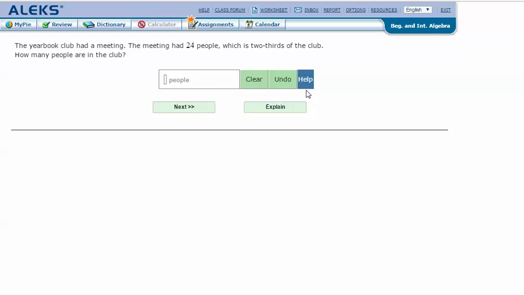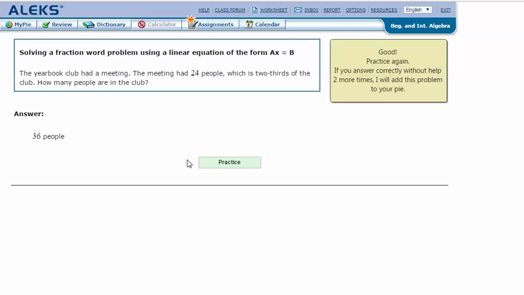In my ALEKS screen, I type in the answer that I got in my notes, 36, and click Next. And it says that I got the correct answer.